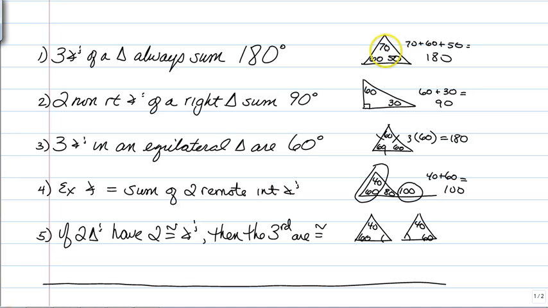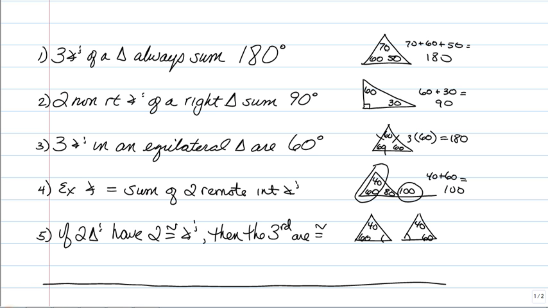Here's a little example for you. 50 plus 60 plus 70 is 180. But basically, all three of them will always add up to 180. They can always be different, but they have to add up to 180. In a right triangle, the two non-right angles will always add up to 90.